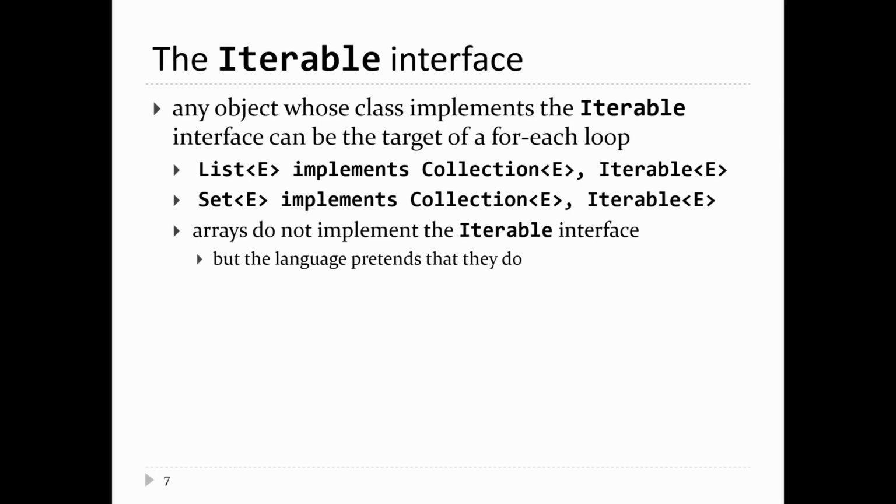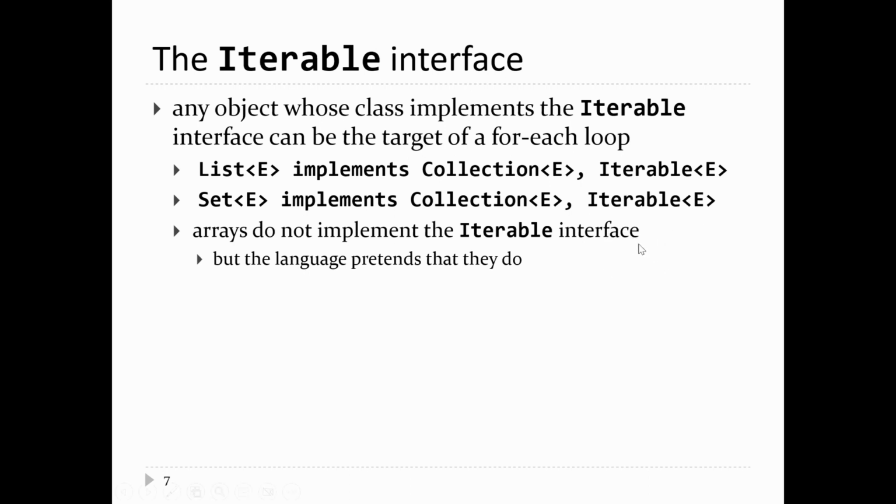Okay, so there's a second related interface called Iterable. Any object whose class implements Iterable gets to be a target for a for each loop. In other words, you can write a for each loop as long as your object implements Iterable. So List implements the Iterable interface for the element type E. Set implements the Iterable interface for the element type E.